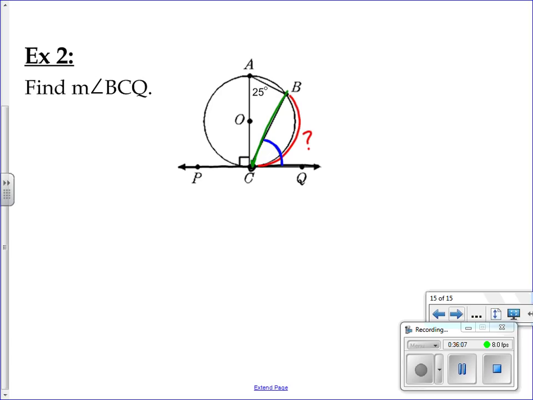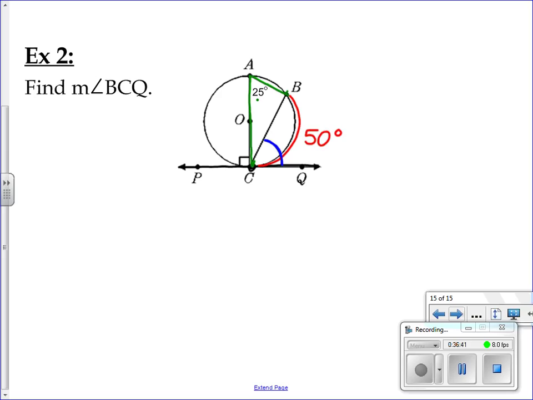So if you look at the picture, there is a 25 degree angle that's been given to us. That is going to help us, because that 25 degrees is part of an inscribed angle. So you'll notice that inscribed angle also opens up to arc BC. So if the angle is 25, how do we find the arc? We're going to double it. So this arc is now 50 degrees.